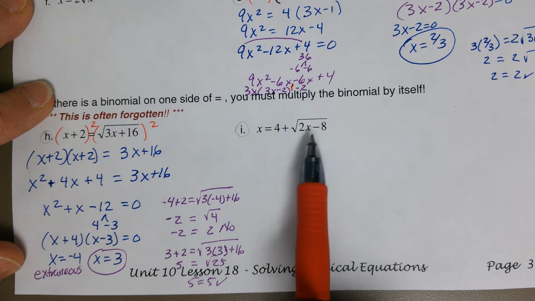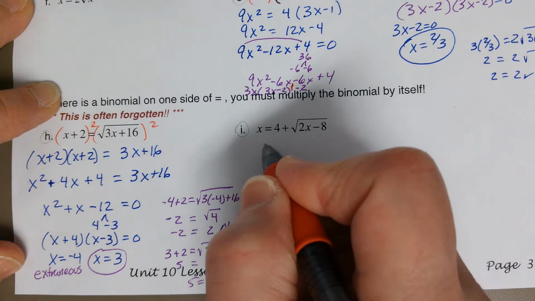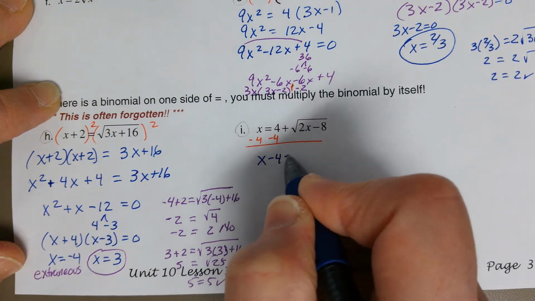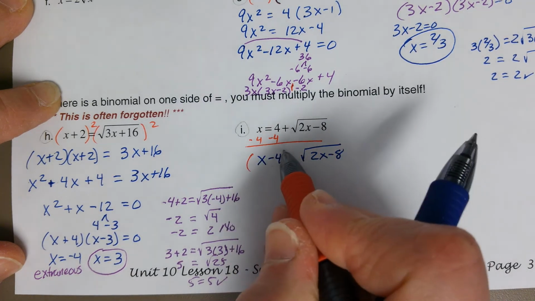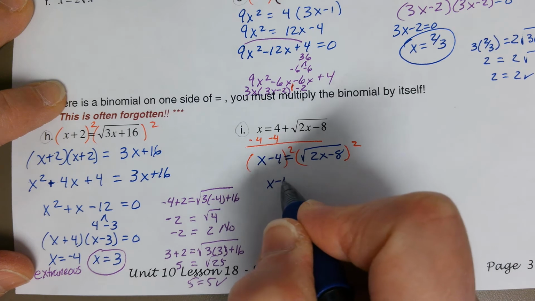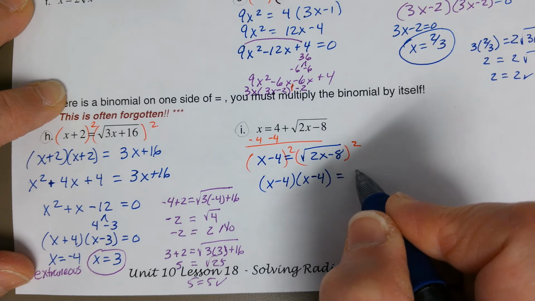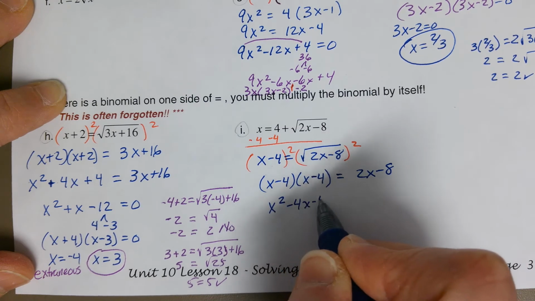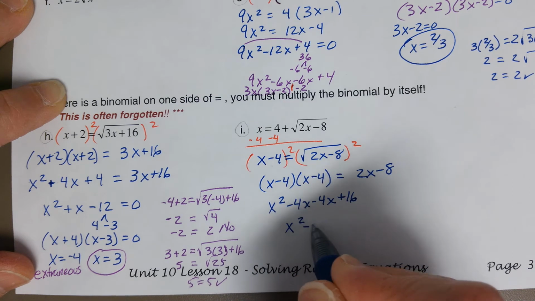Okay, here with I, we've got to get this square root of 2x minus 8 by itself, so we subtract 4 from each side. Not that you have to show that. We have x minus 4 equals the square root of 2x minus 8. We'll square both sides. And again, make sure you're multiplying x minus 4 times x minus 4. A trinomial results. x squared minus 4x plus 16. The minus 4x and minus 4x is minus 8x.